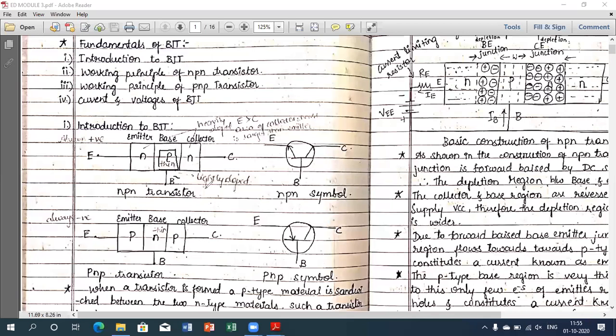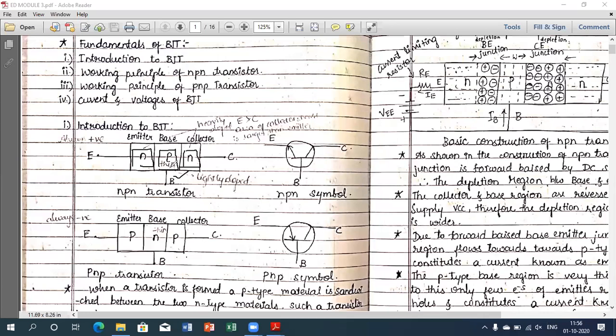This is the base, which must be very thin. The base of the NPN, that is P-type material, should be very thin and lightly doped. Lightly doped means the charge carriers are very few. Whereas compared to the base, the emitter region and the collector region are heavily doped.